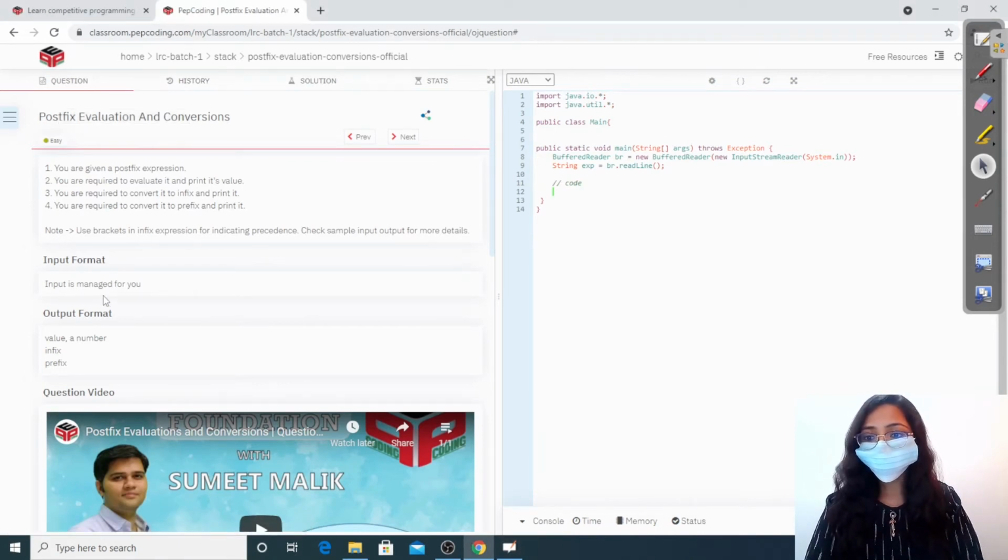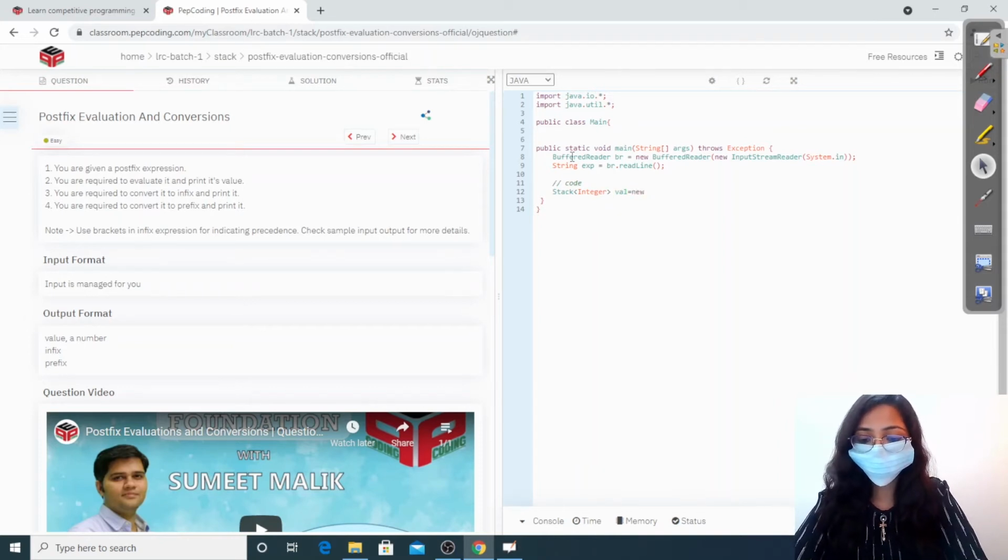The first thing which we have to do is create the stacks. So the first stack which we have is a stack of values, right? And the values which we are using is of integer type. So we'll create a stack of integer type which will store all the values. This will be our new stack.